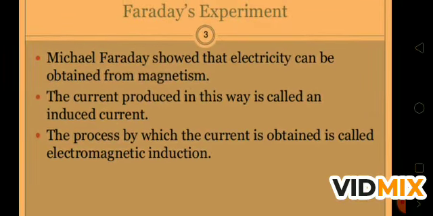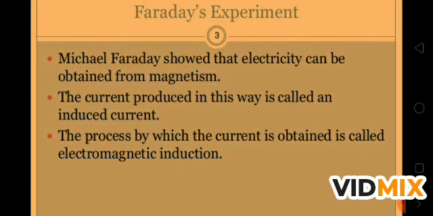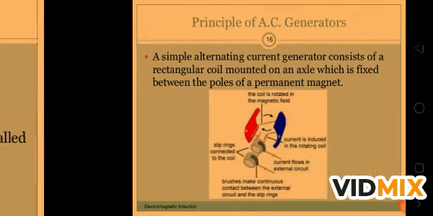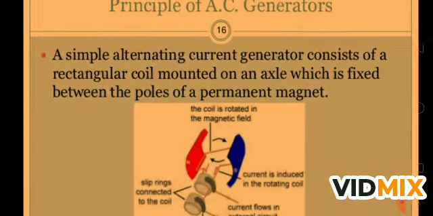So this is the experiment by Faraday, and by this experiment he showed that electricity can be obtained from magnetism, and the process by which the electricity is obtained is called electromagnetic induction. Now, what is the principle of AC generator?